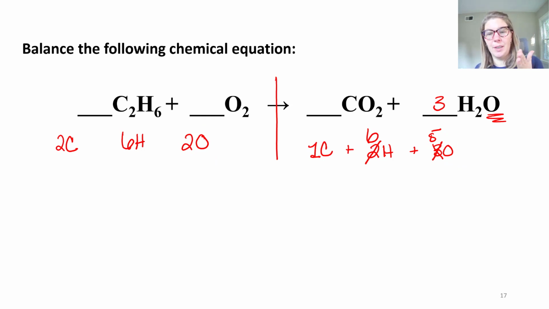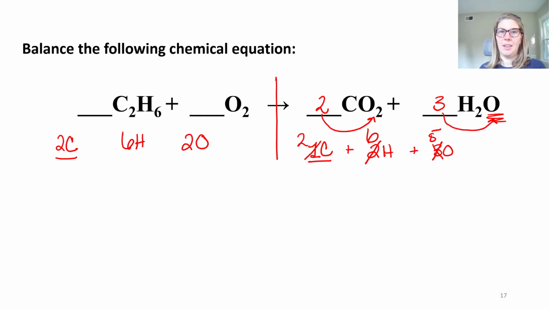Now we've fixed our hydrogens, but our oxygens are still off. Now let's fix our carbons. We've got 2 here, we have 1 here. We'll put a 2 in front of our CO2. When we do this, now we have 2 times 2 plus 3 times 1. So we have 4 plus 3, 7.